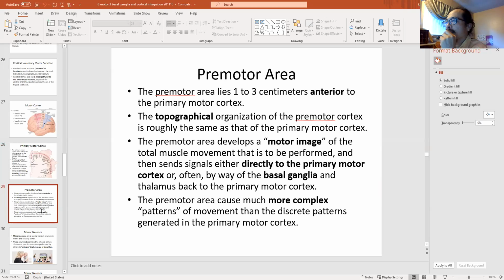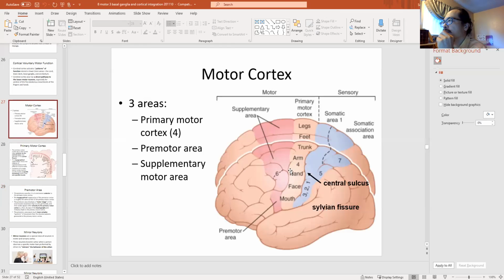So this is the primary, and then we also have the premotor. The premotor area is right here, this region. It is right next to the primary and lateral to the Sylvian fissure, but not reaching the longitudinal fissure. So that's the premotor area.